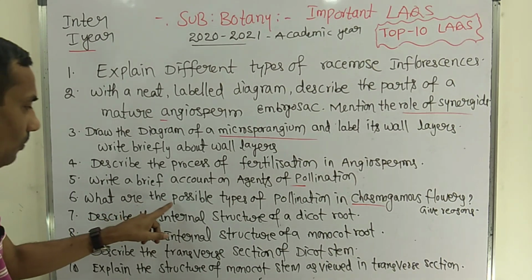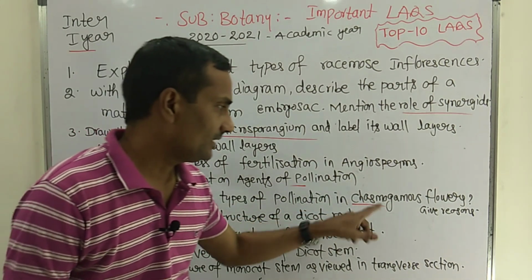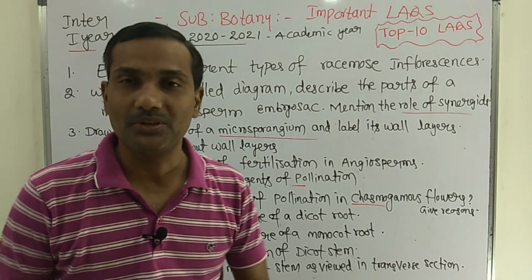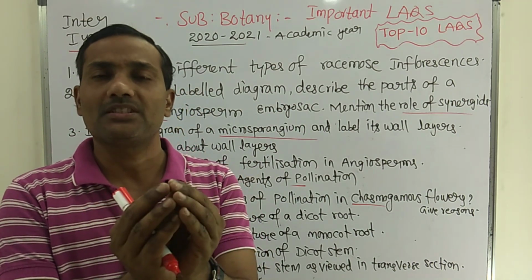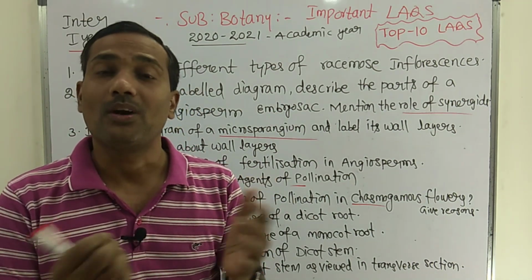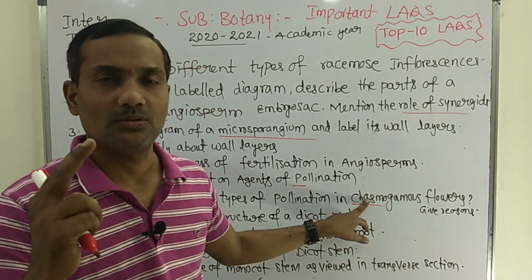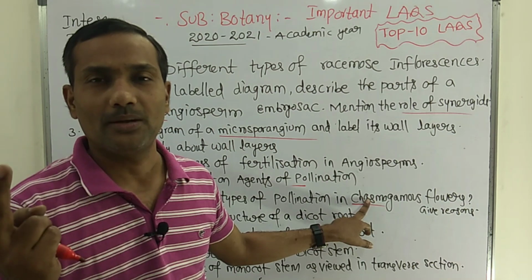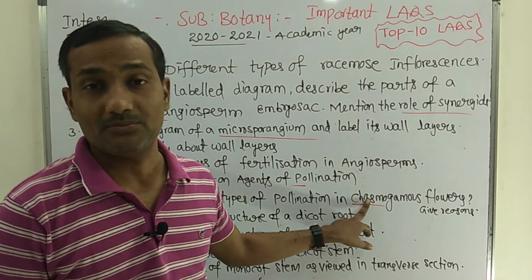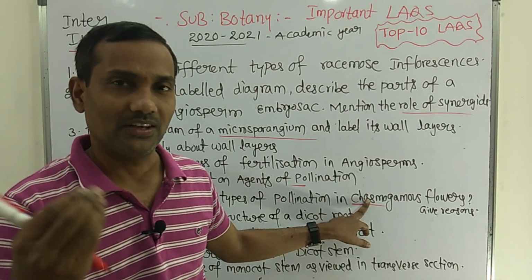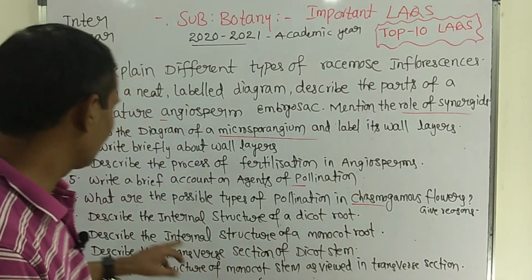Sixth question, what are the possible types of pollination in chasmogamous flowers? Give reasons. Chasmogamous means the open flowers. What type of pollination occurs in chasmogamous flowers? Here also 2 diagrams are there, hercogamy, heterostyle, like that 2 diagrams you have to draw, 3 marks. For describing about answer 5 marks.